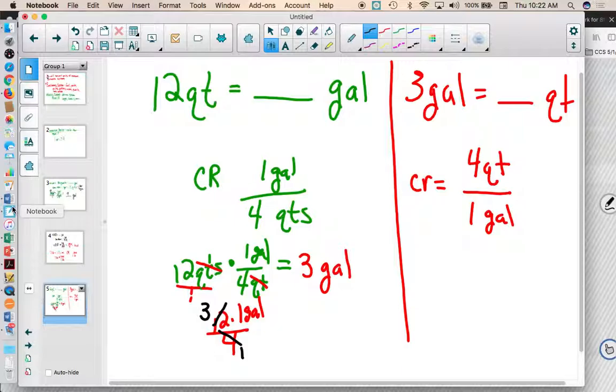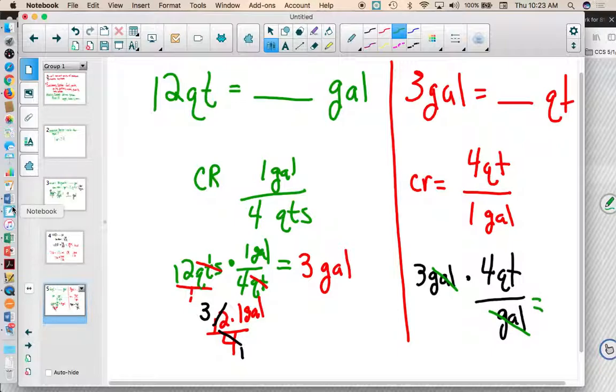Okay? All right, now, back over here though, the reason I put the quarts on the top is because now I'm going 3 gallons times 4 quarts divided by gallons. Our gallons gonna cancel each other out. Okay? So I'm gonna cancel out the gallon, and now I have 3 times 4 quarts, or how many quarts? 12 quarts, good.